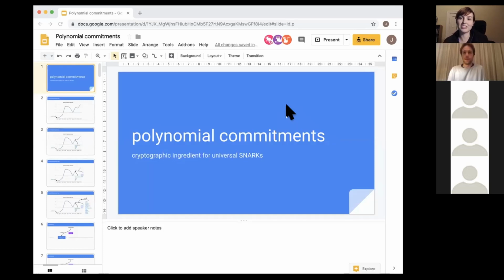And for this session, we have Justin Drake, who's actually going to talk about polynomial commitments. And I think this is such a great foundational topic for us to actually cover in this format.